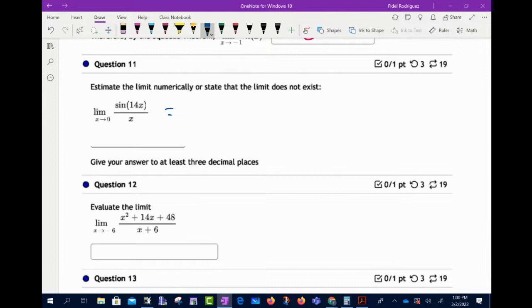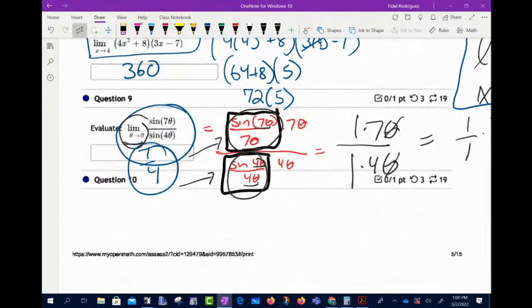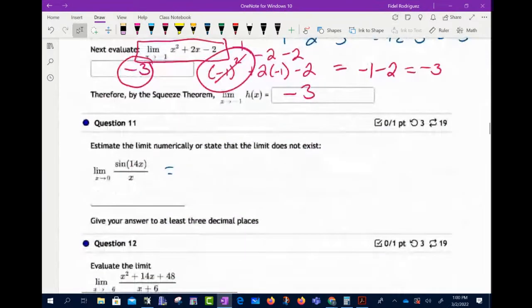Second approach would be, look, just like we did earlier, y'all, on this one up here, see how we introduced a 7th eight on the bottom and a 7th eight on the top, and we introduced a 4th eight on the bottom and a 4th eight on the top? We're going to use that same approach here. So look, we have the sine of 14x, right? Now, what do we already have on the bottom? The part that I'm missing is the 14, so if I put the 14 on the bottom, I've got to put 14 on the top, don't I?